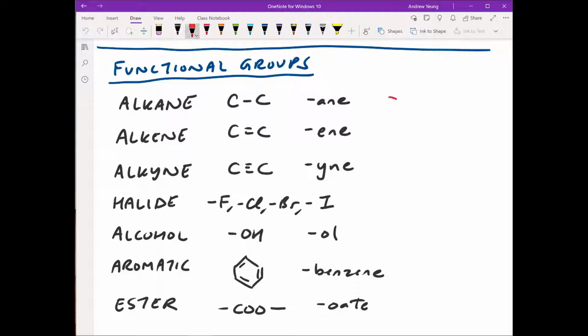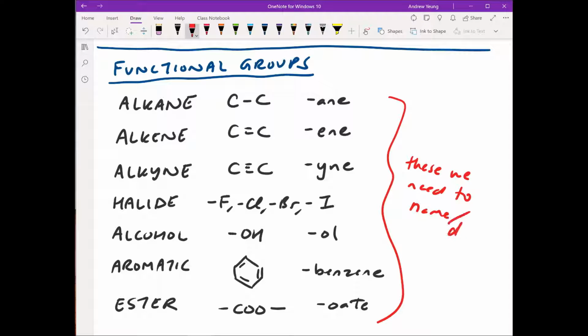For these, we need to be able to know the full detailed name. These we need to name and draw. I need to know all the detail, how to do the branching, lowest number for priority, finding the parent. I need to do all that.